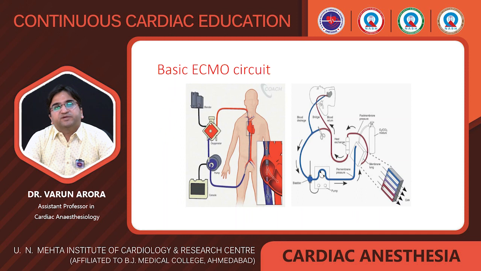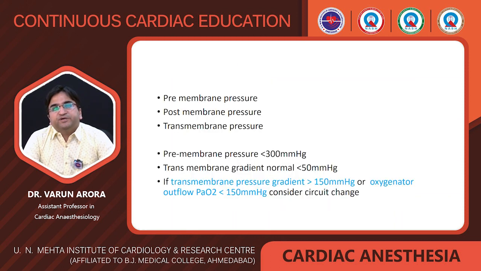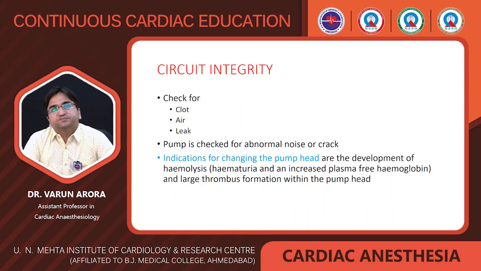Now coming to the basic ECMO circuit. In this diagram, on the right side, if you see, there is a drainage cannula, then it goes to the pump, and after the pump it goes to the membrane lung. So we have to monitor the pre-membrane pressure and the post-membrane pressure, and through this we can calculate the transmembrane pressure. So target should be pre-membrane pressure of less than 300 mm mercury, transmembrane gradient of less than 50 mm mercury. If the transmembrane pressure gradient is more than 150 mm mercury or oxygenator outflow PO2 is less than 150 mm mercury, then consider circuit change.